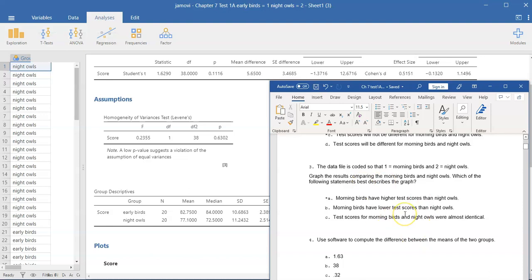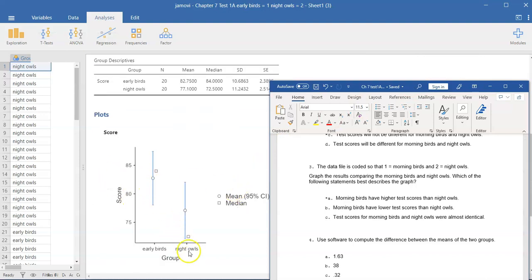And then this one, you just want to perform the graph and then interpret it. So if we look at the graph right here, we can see that the early birds seem to have a higher exam score than do the night owls. And so you'll want to pick that one. And again, that's why you want to have the labels in here. That way you don't have to remember who's 1 and 2, so the labels are helpful.